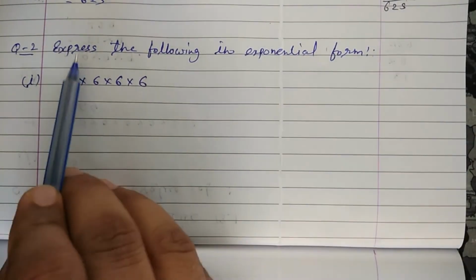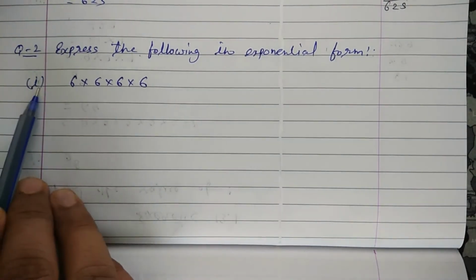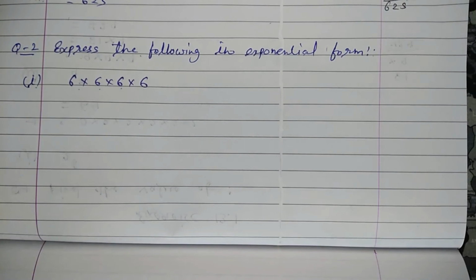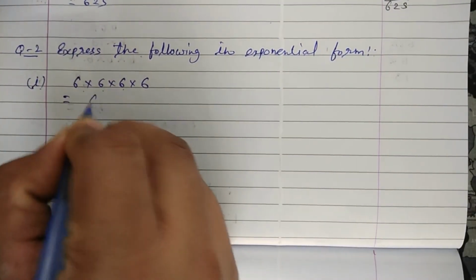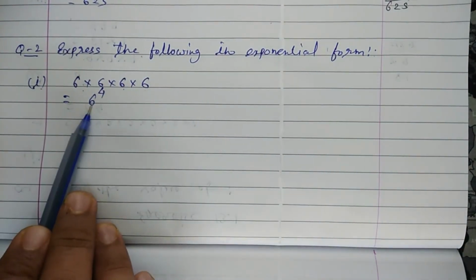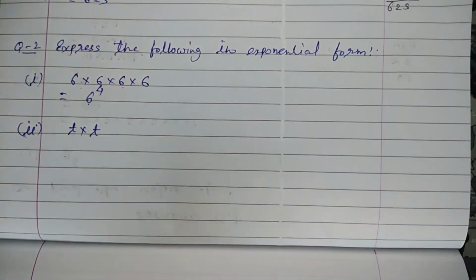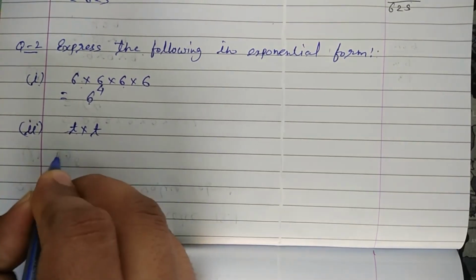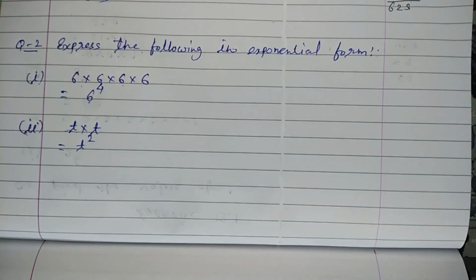Next, question number 2. Express the following in exponential form. Sum number 1. 6 multiplied by 6 multiplied by 6 multiplied by 6. This is nothing but 6 multiplied 4 times. So we can directly write 6 raised to the power of 4. And this is the exponential form for this question. Next, t multiplied by t. So here it is t multiplied 2 times. So that is equal to t raised to the power of 2.